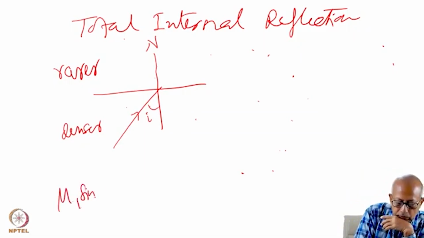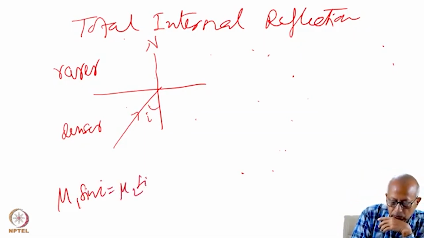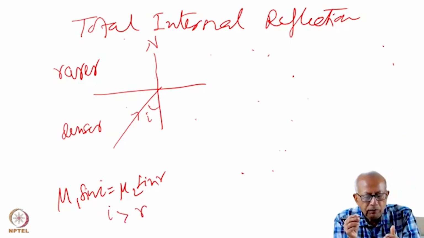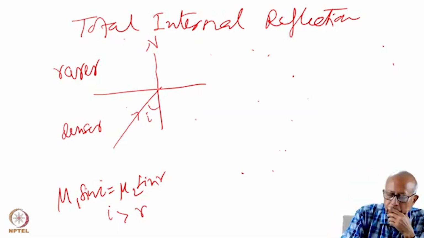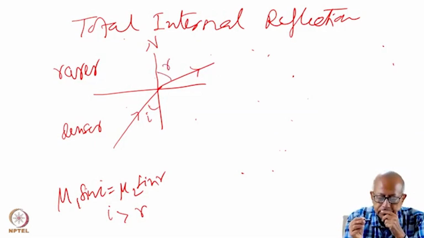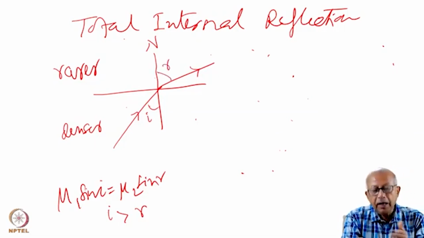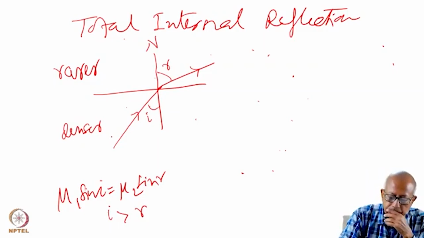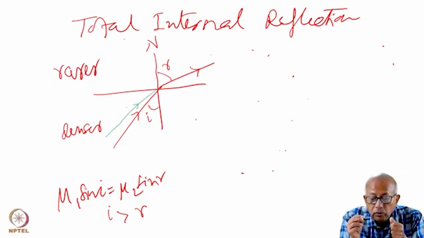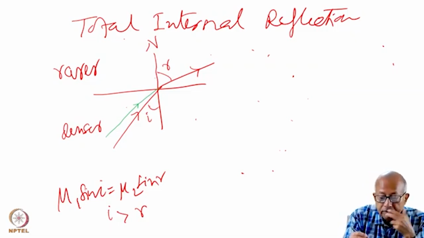mu1 sin I equal to mu2 sin R. mu1 is more than mu2. If mu1 is more than mu2, then R must be greater than I. It's traveling from denser to rarer, so light bends away from the normal. So this is the angle. Now let us increase this angle of incidence. So now what will happen? The angle of refraction will further increase.